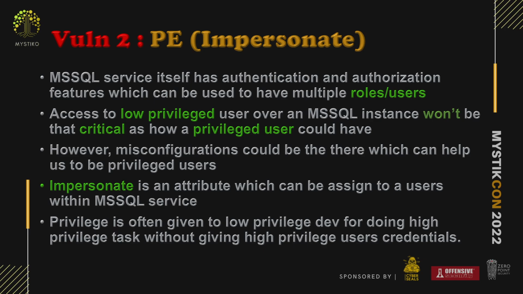So impersonate is an attribute within MS SQL, and it can be assigned to a particular user. When it is assigned, user A can impersonate user B, and user B may impersonate user C, and user C can be a system admin. When the user is a system admin, they can perform various attacks, including remote command execution. Privilege is often given to a low privilege dev for doing high privilege tasks without giving the high privilege user's credentials. This is quite common in most cases, but there could be other possible reasons.